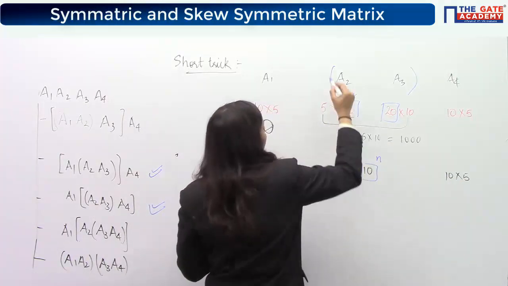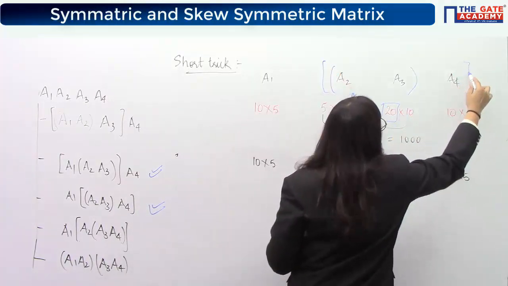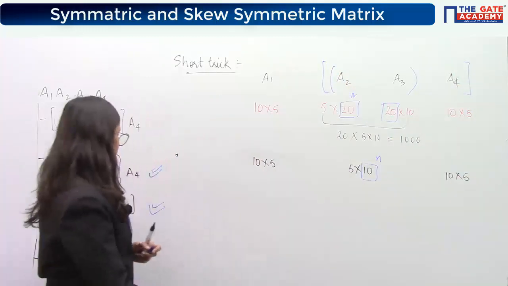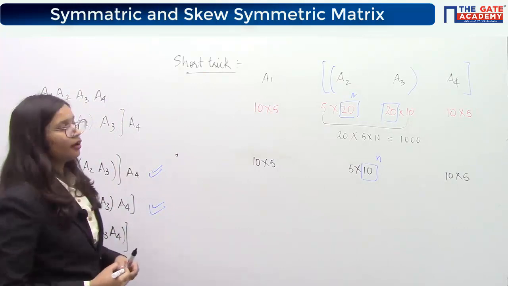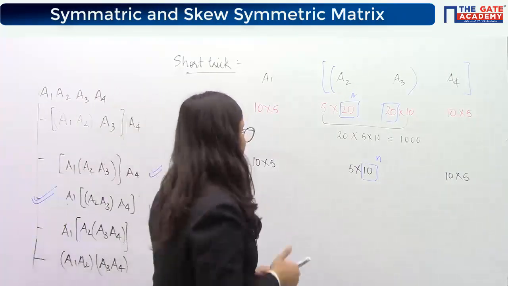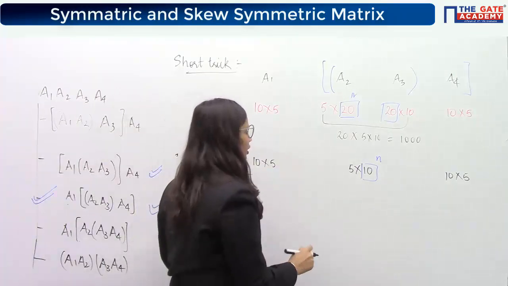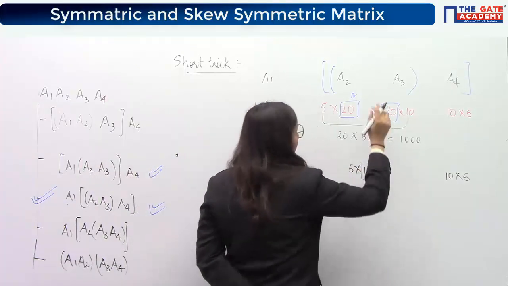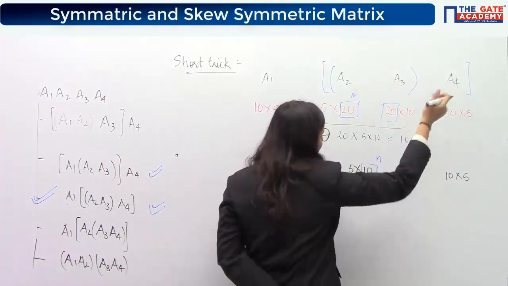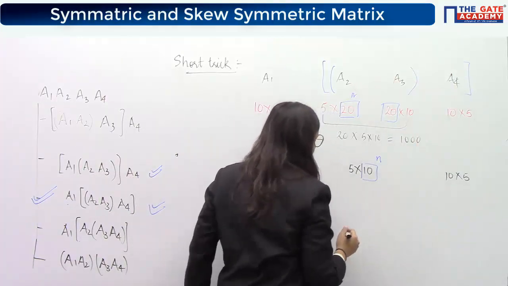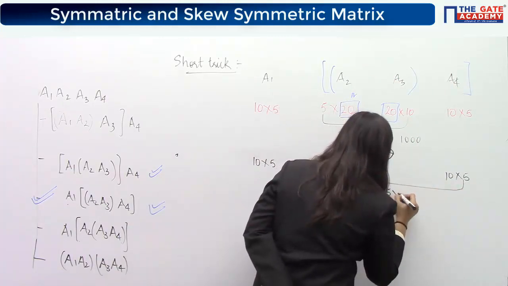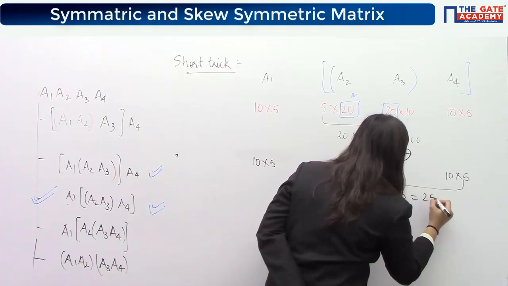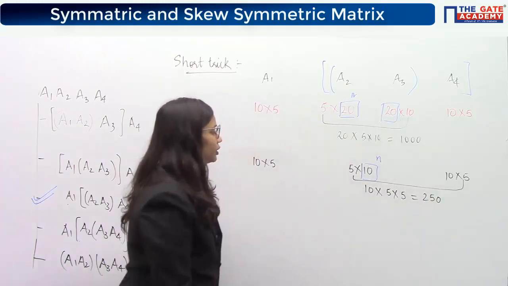So what will be the multiplication required? The multiplication required will be like this. First of all, a4 is to be multiplied, then a1. This is giving you the minimum value. Understood? So again we will proceed. This product multiplied with this a4 will give you how many multiplications? It will be equal to 10 into 5 into 5, that is 250. 250 up to this step.